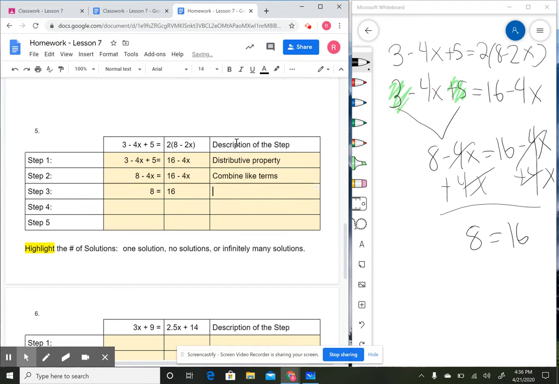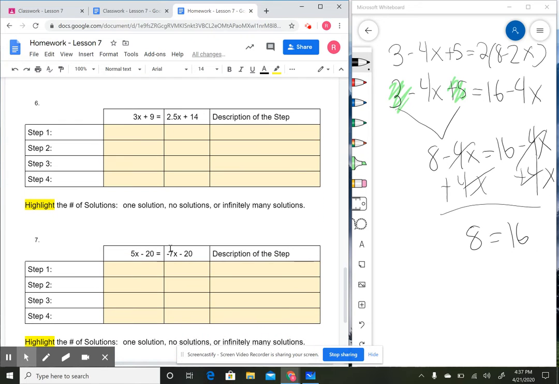So added 4 over 4x to both sides. And so now what's happening there is that you have a statement 8 equals 16, which isn't true. So if it's not true, then it's no solutions. So I'm going to highlight that. So this is no solutions.